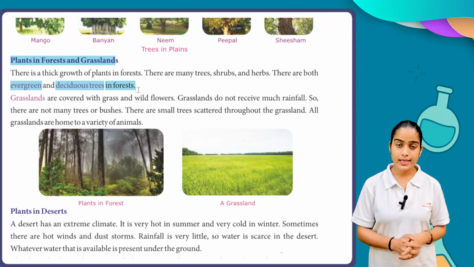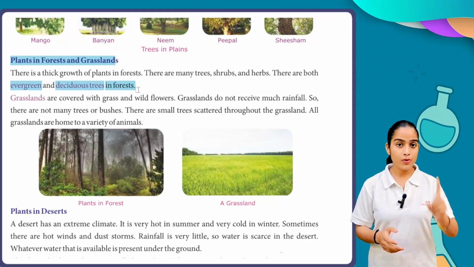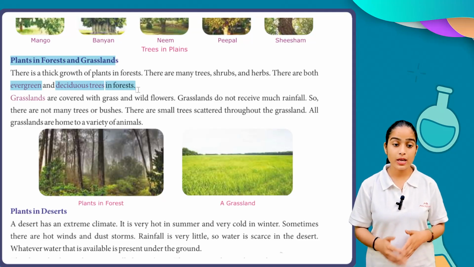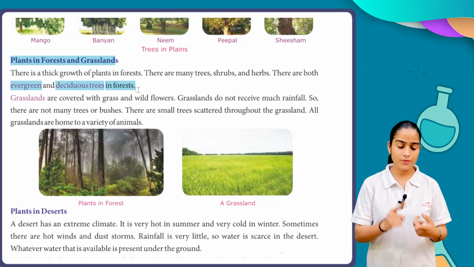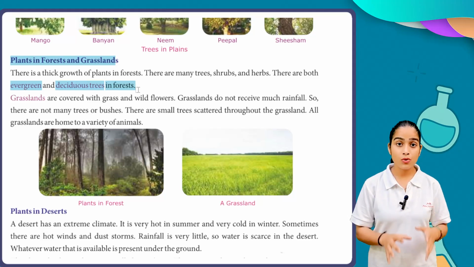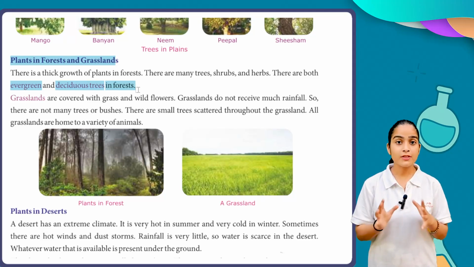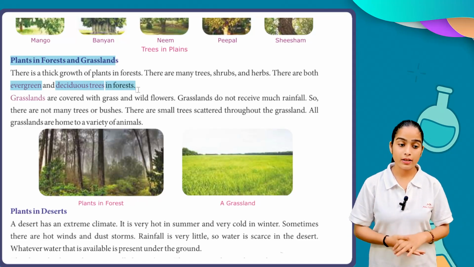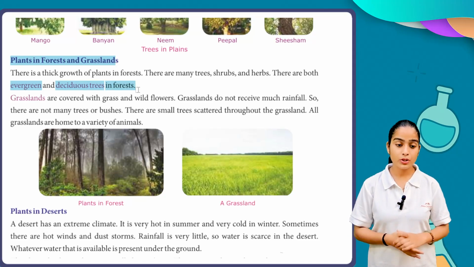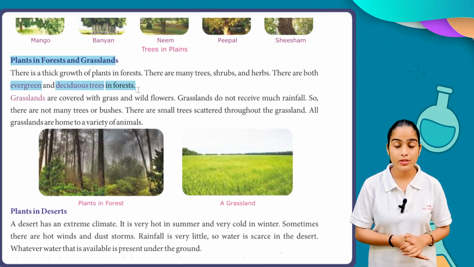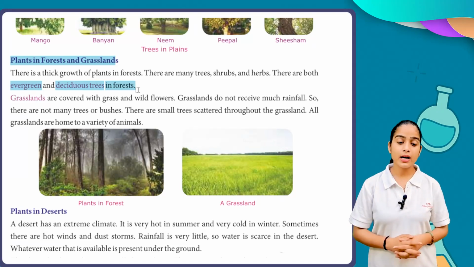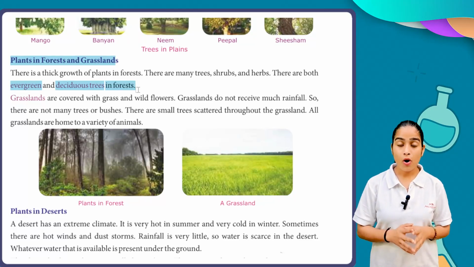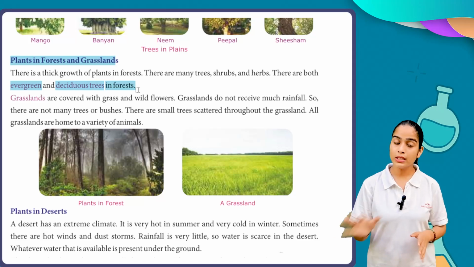So what we understand here, those plants that grow in forest have evergreen features, and there are deciduous trees. There are many types of trees. They have shrubs, they have herbs, but those plants which grow only on the grassland do not have so many trees or bushes, because they do not receive much rainfall, and there are small trees scattered throughout the grassland. All the grasslands are the home for the animals.